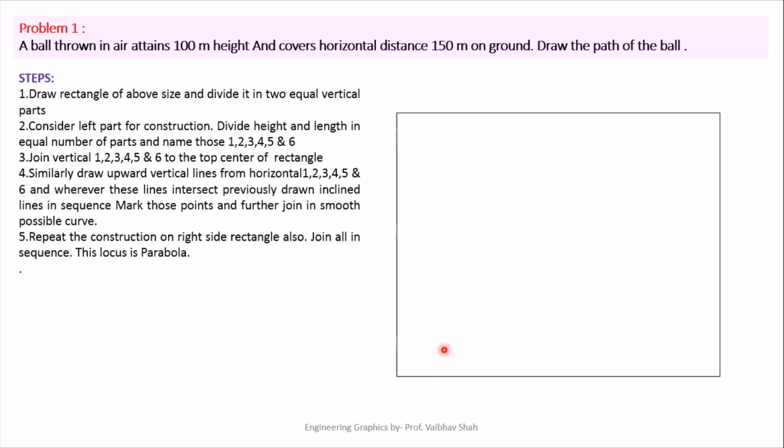So now we'll be dividing this vertical line or height of this parabola into equal number of parts. So let us divide this vertical line into 6 equal parts. Before that, we'll be just dividing this into 2 rectangles, equal halves of the rectangle. So we'll be working first on the left hand side of the rectangle, and then after we'll be just reproducing this process on the right hand side of the rectangle. So let us start dividing this vertical line into 6 equal parts.